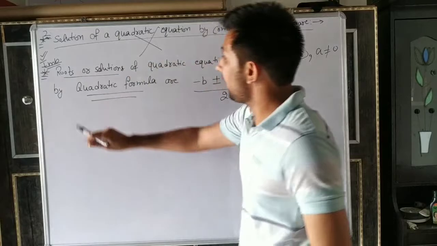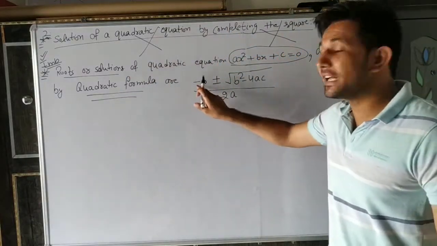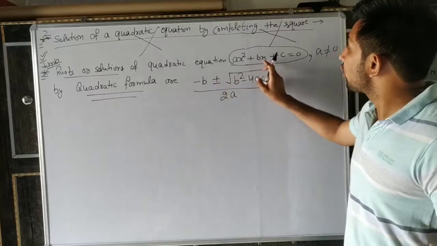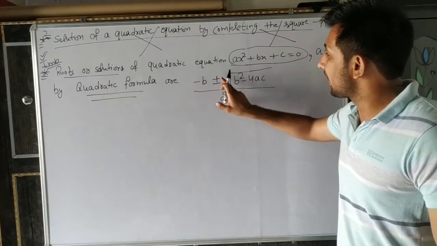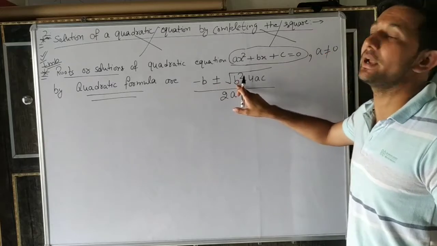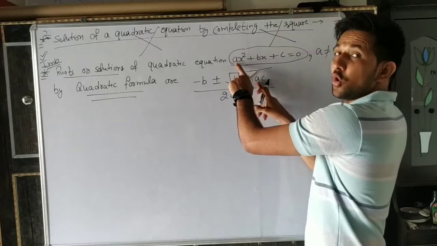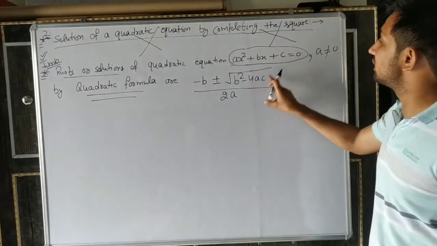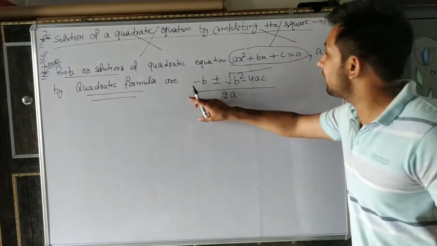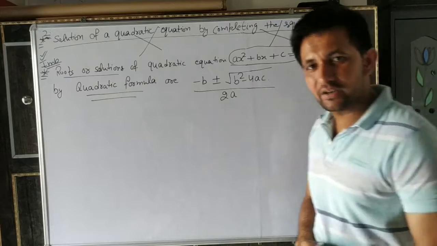Okay. By the quadratic formula, how to find? x equals minus b plus minus square root of b square minus 4 into a into c, where b means coefficient of x, a means coefficient of x square, and c means constant, all divided by 2a. Understand it?